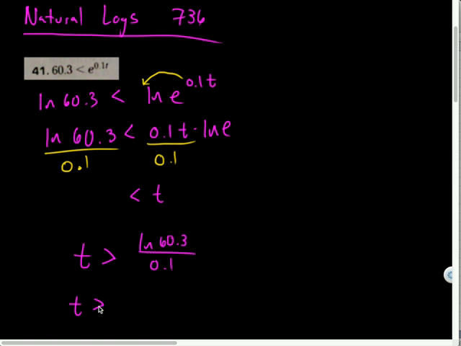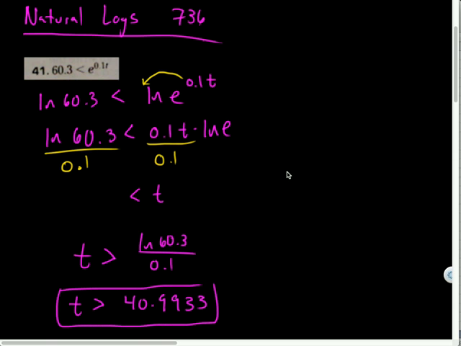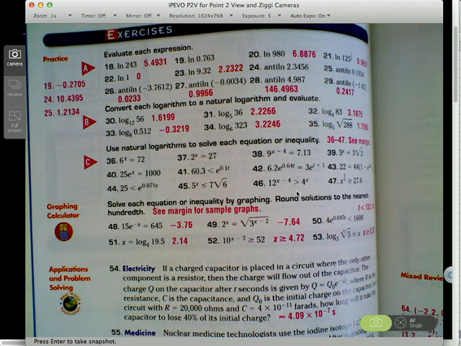So let's actually evaluate what that is. So ln. I like how I don't have to switch between degree or radian mode for logarithms. I keep thinking, do I have to? It's like, no, these are just numbers. It just works out. Divided by 0.1, and I get t is greater than 40.9933. Is that the right answer, I hope? Yes. Nice. Yay for us.